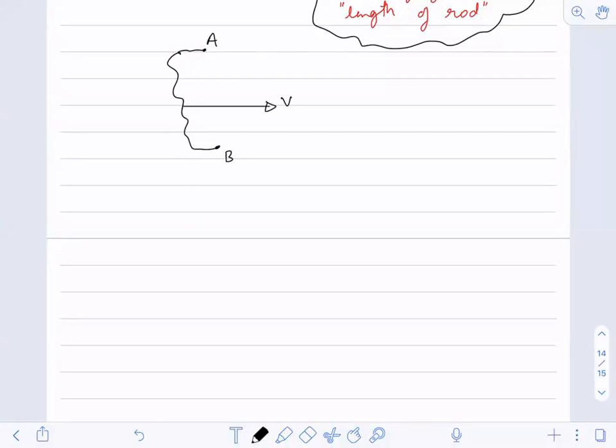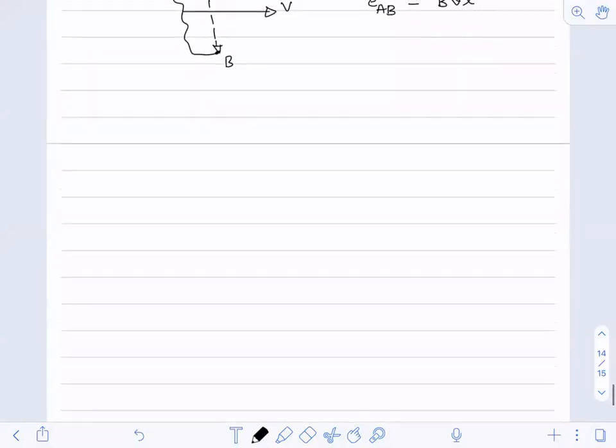So here also what you will do, EMF induced across AB is, yes, you will check the shortest distance between A and B. Suppose this distance is L. So it becomes BV into L.